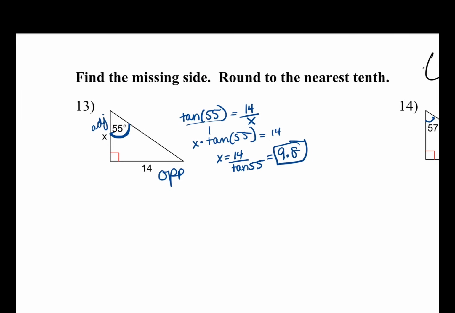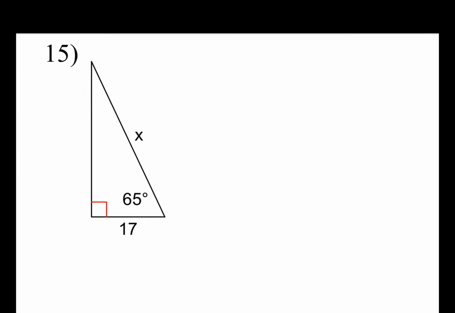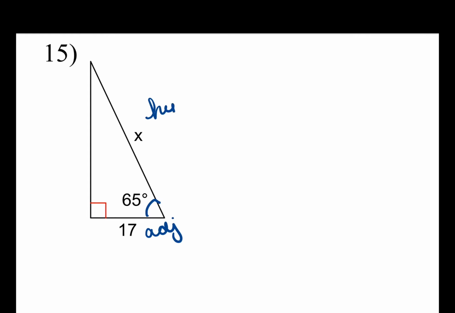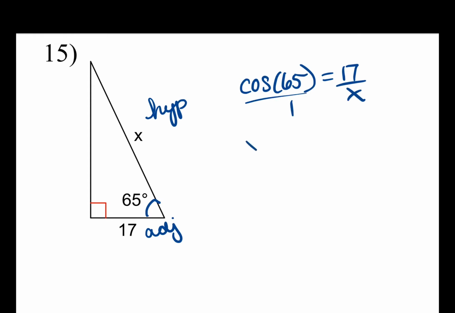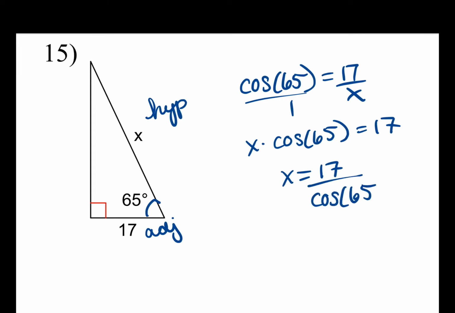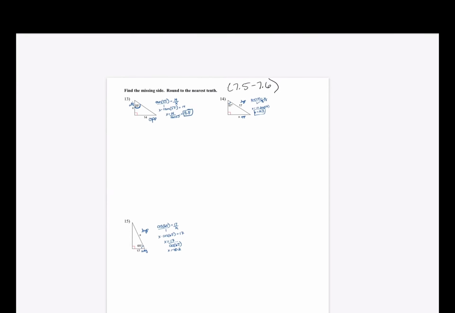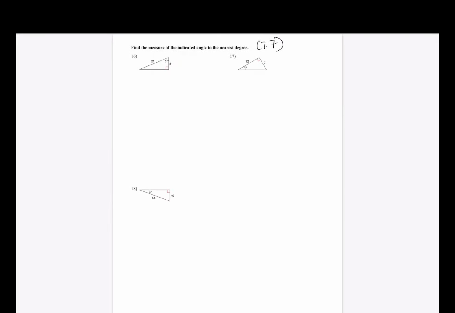15. Here's the angle. 17 is adjacent. x is hypotenuse. So this one's going to be cosine. Cross multiply. Divide. And we end up with 40.2. All right, so that is it for 7.5 and 7.6.